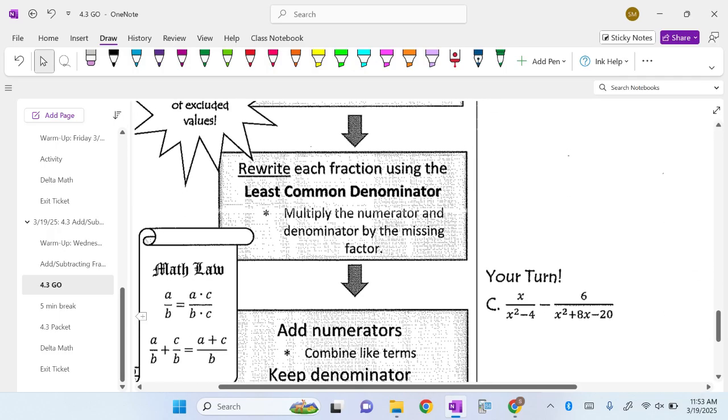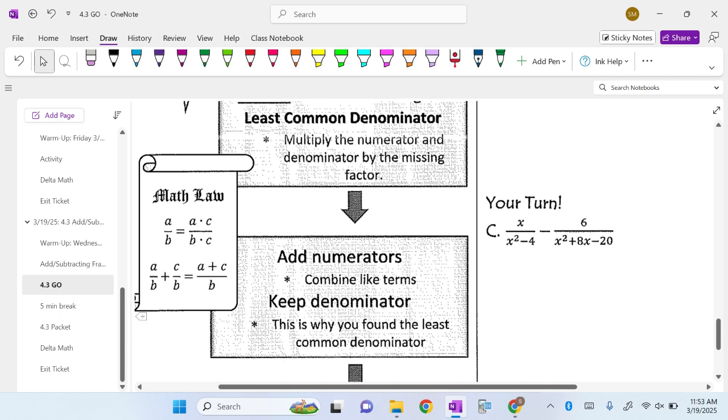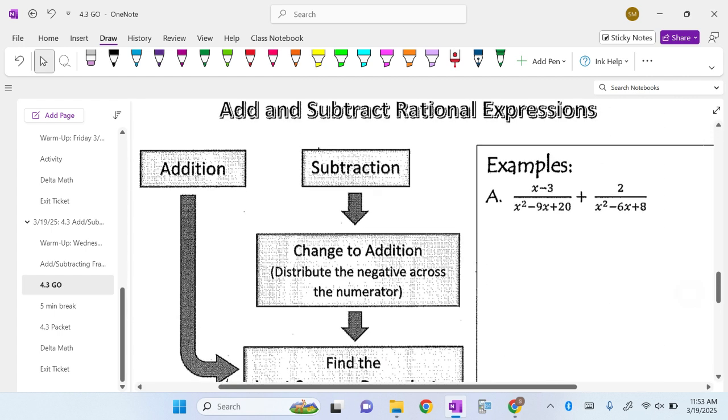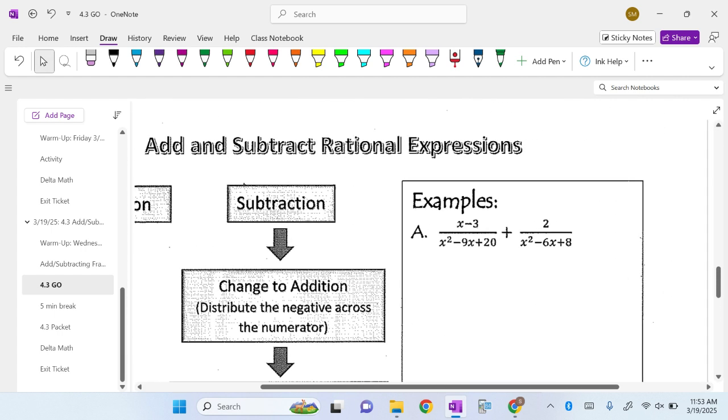Then you got to rewrite each fraction. And then remember that if you have a over b plus c over b, you can rewrite it as a plus c all over b. And then you just combine your like terms. So let's look at some examples here.